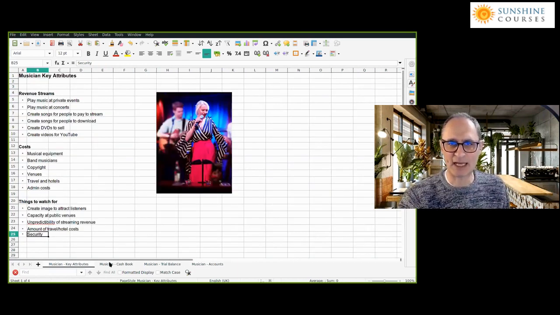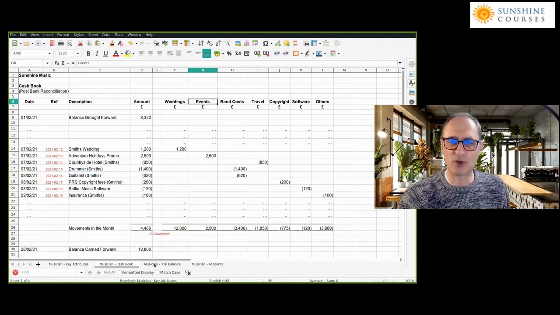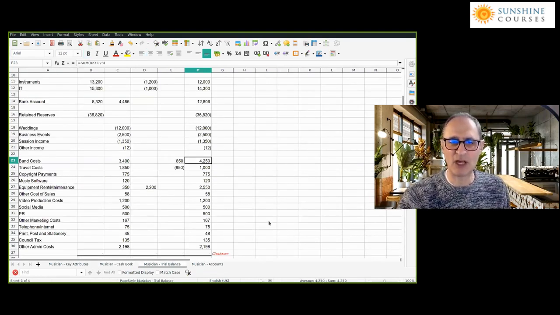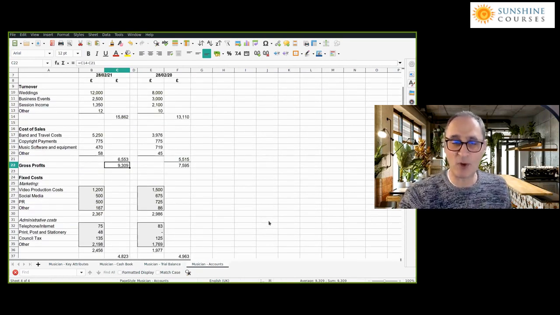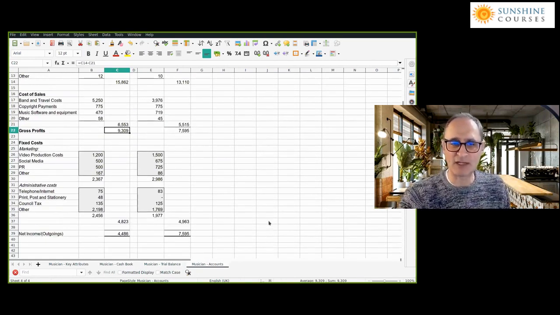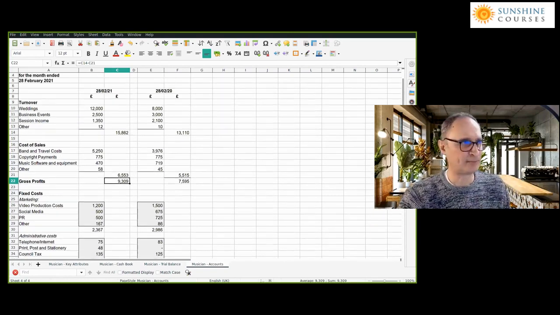We created a cash book, allocated the cost relative to that, put through some journals, and did our bank reconciliation. I haven't shown that in this spreadsheet. We put those through to the trial balance, and that's gone through to the accounts, and we can present these accounts to our client, to the musician, or if we are the musician ourselves, we can identify exactly what's going on.